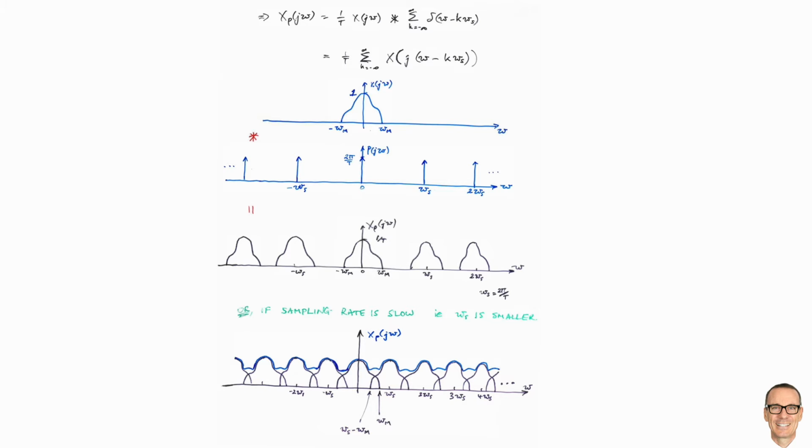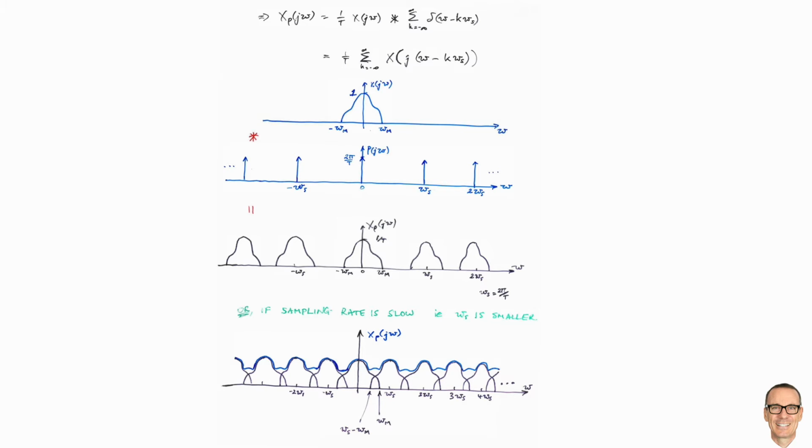Just remind yourself, why are we convolving? We're convolving in the frequency domain because in the time domain, we multiplied the signal by the sampling train of impulses. So the multiplication in the time domain was convolution in the frequency domain.